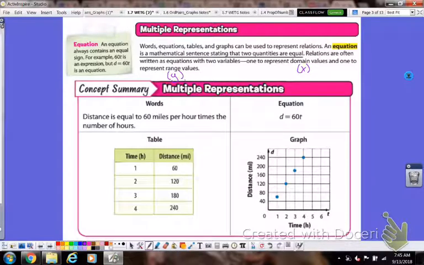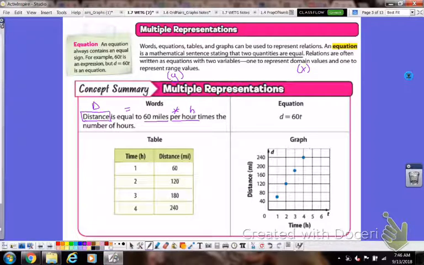So we want to take a look at this box down here. Our concept summary, showing some multiple representations. Our first representation is our words. The distance is equal to 60 miles per hour times the number of hours. So there's our words. So distance, I want to figure out what's important here. We could use d for distance, equal 60 miles per hour. Remember, per typically meant times. And then we would use an h for hour. So distance is equal to 60 miles per hour times the number of hours.